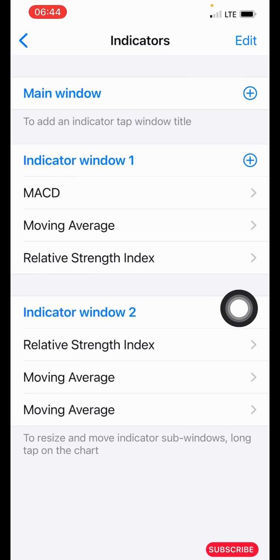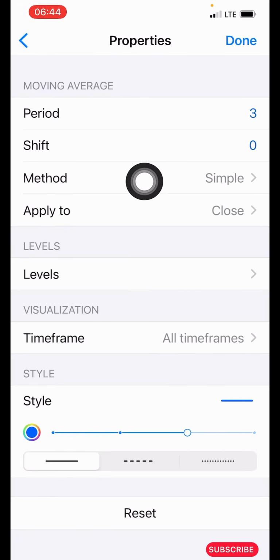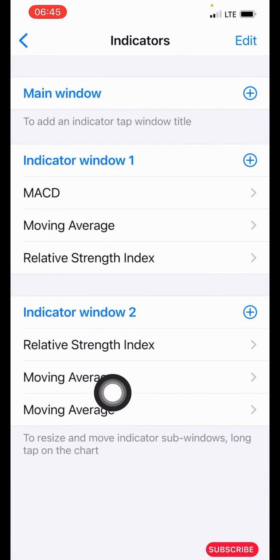The next indicator here is moving average, so you're going to click on this second plus icon here in order to add a moving average under this relative strength index. So you click here, you search for your moving average. Now the moving average, the period is 3, shift is 0, method is simple, apply to close. The level, you leave it as it is, time frame is all time frame. The style, you make it color blue, 3 pixel, and then you click on done. That's it for this moving average here.